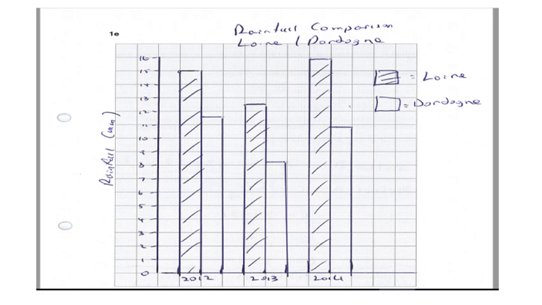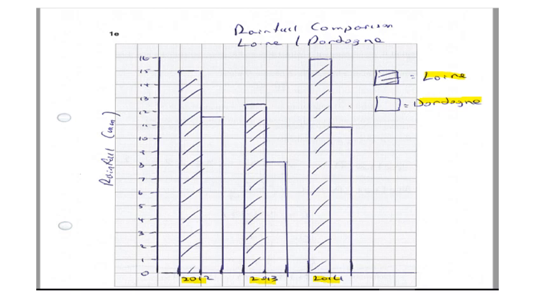Right, so this here is a bar chart, and it's a dual bar chart. Again, apologies about my writing, it's a bit rough and ready, but you'll see the key thing about a dual bar chart is you're comparing two things. At the bottom you'll see we have the 3 years, 12, 13 and 14, and each year had two answers because there's two places, Loire and Dordogne.